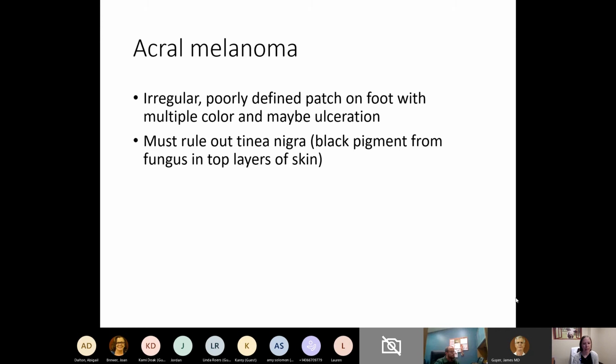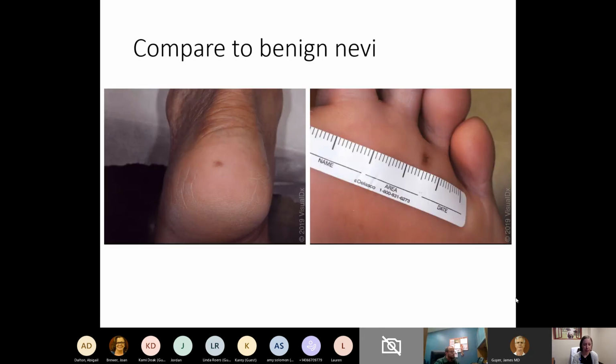One of the things I always make sure that we rule out before we start going down the surgery route is that it's not a superficial tinea nigra, which creates like a black pigment from a fungus on top of the skin. There have been cases where large parts of someone's foot have been removed with tinea nigra. We want to avoid that, but so this would definitely be an urgent referral.